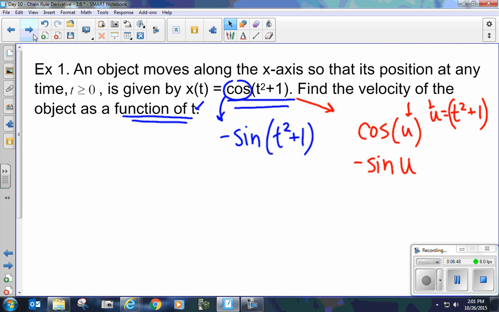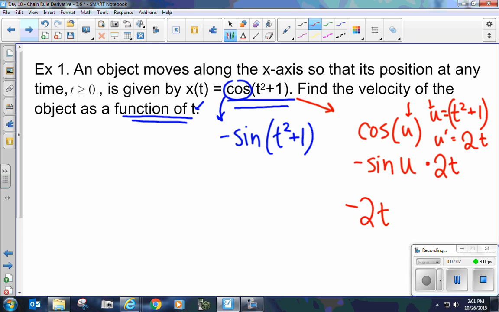So, what's the derivative of u here? 2t. So I got to multiply this whole thing times 2t. So when I rewrite it nice and neat, I put negative 2t out front. Sine, and I'm not going to write u again. I'm going to replace that with the original expression. What goes back in for u?